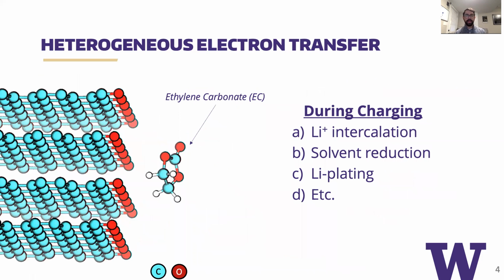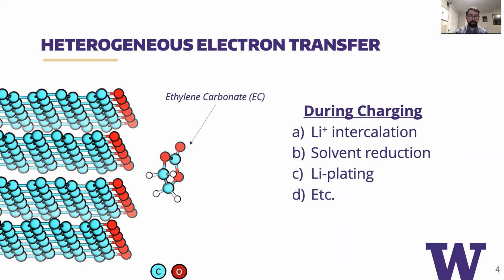Now, if we zoom into the atomistic level where we have the electrode surface, we can see several processes that are occurring during charging, which are listed here on the right. Here, we have a graphite anode surface in contact with liquid electrolyte, which is ethylene carbonate. Now, only one is shown here for clarity. However, we do have the full liquid phase of ethylene carbonate directly contacting this interface.